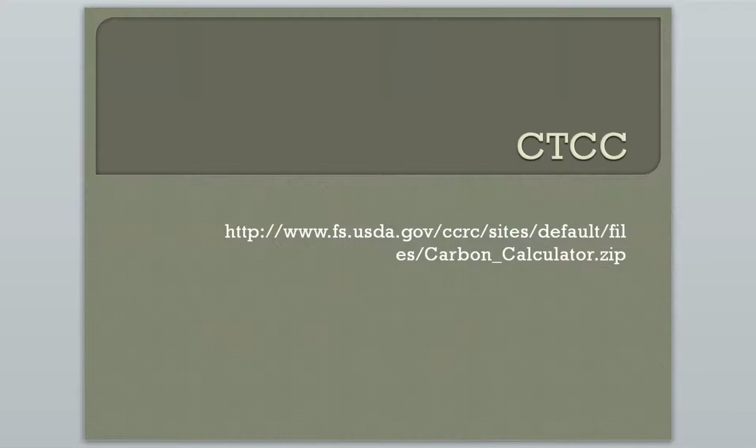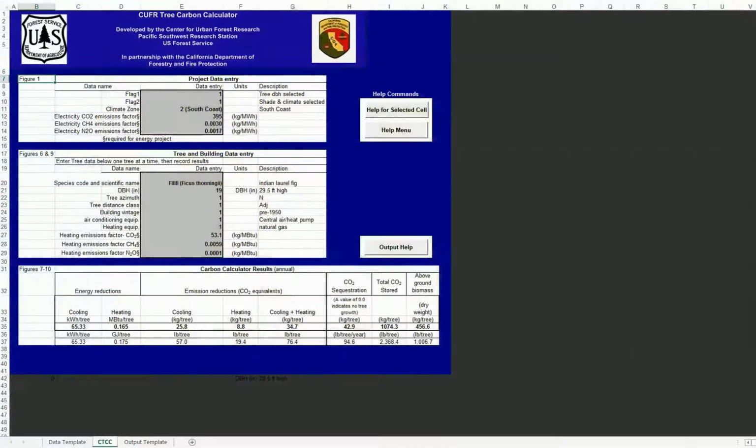On the screen is the CTCC tool. A link to the tool can be found in the QM and in Appendix B in the guidelines. In order to complete the calculation for sequestering and storing carbon, applicants need to provide the following information: the climate zone, the tree species being planted, the age of the tree, and the tree azimuth or angle of the tree.